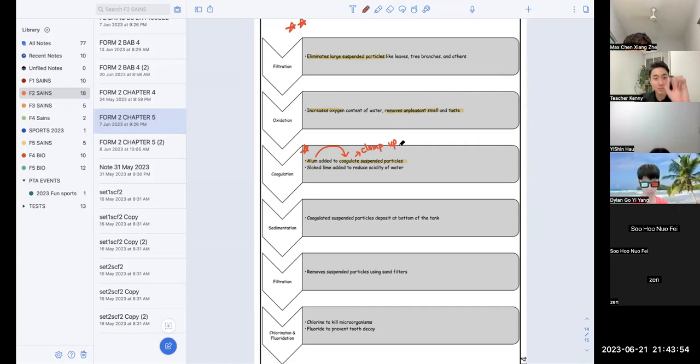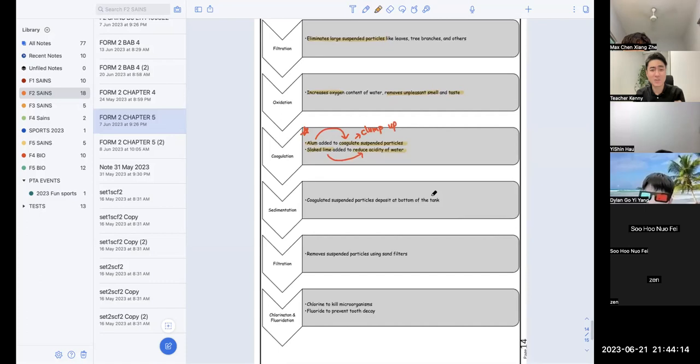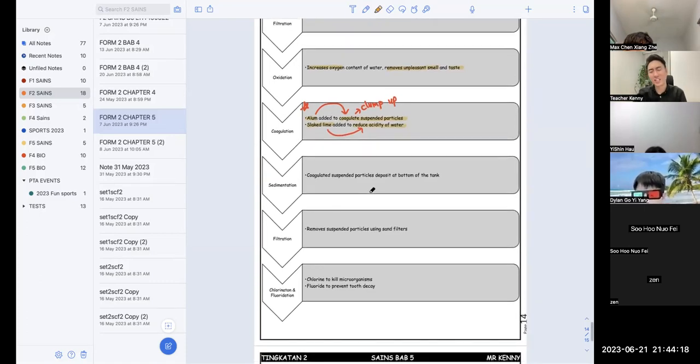Clump them up together, group them. Yeah, and then next, slaked lime is added to make it less acidic. We say reduce the acidity of water so that water is less sour and less funny tasting. Right? Whenever you drink something that is very sour, not supposed to be sour, and tastes sour, please throw away, like milk. Yogurt, okay lah, but cannot keep too long also.